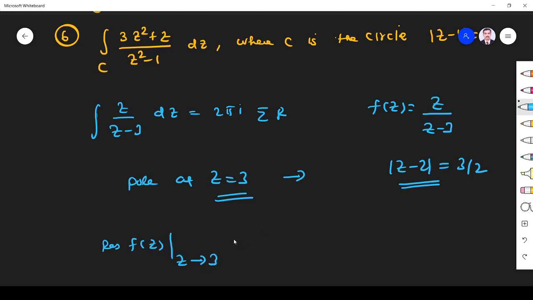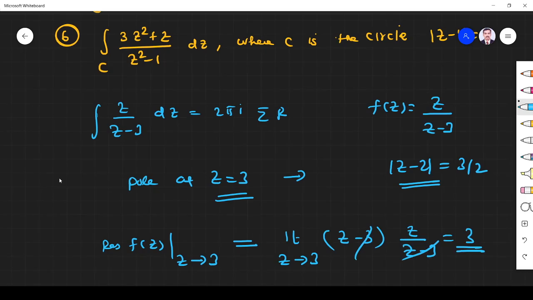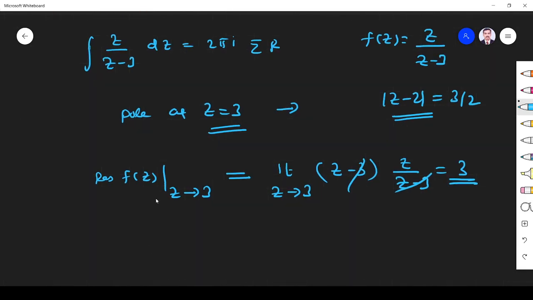Apply Cauchy's residue. How to find the residue? The same process. Limit z tends to 3, z minus a, a is 3. So f of z is nothing but z by z minus 3. So the z minus 3 cancels, and it is 3. Fine. So what is the answer? Answer is 2 pi i into sum of residues. I have only one residue, 3. So 6 pi i. Right?